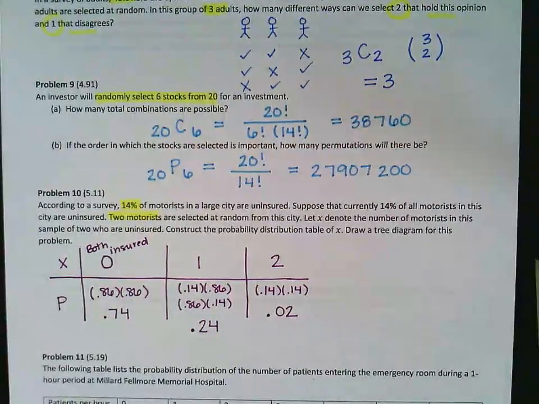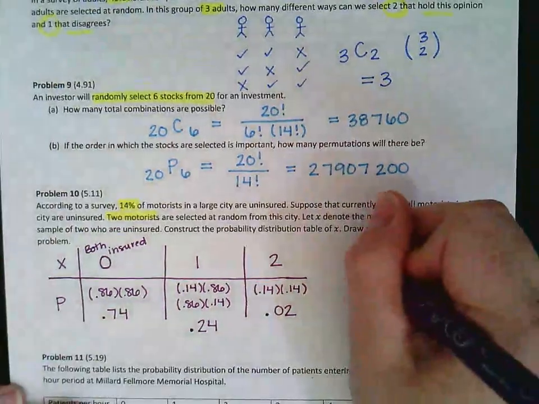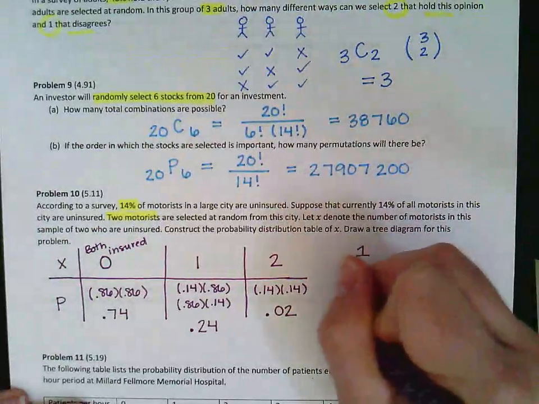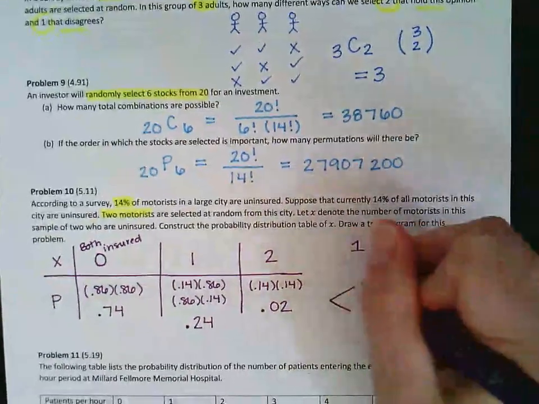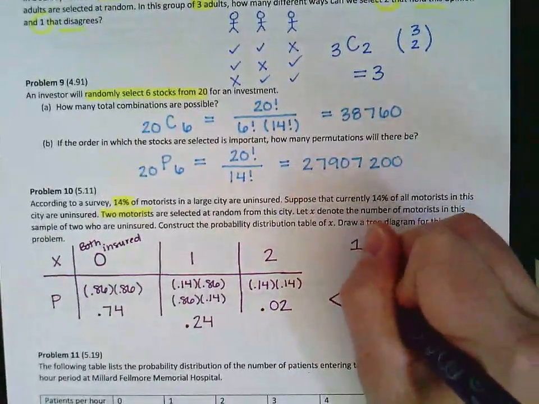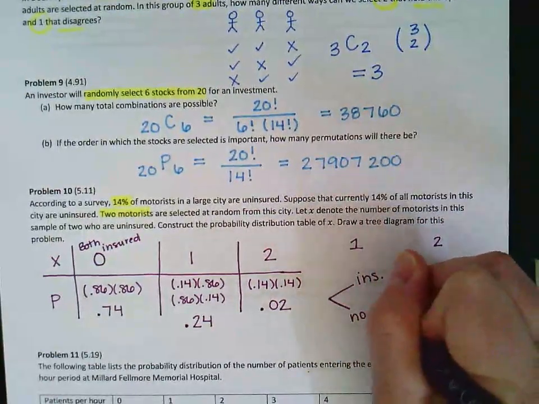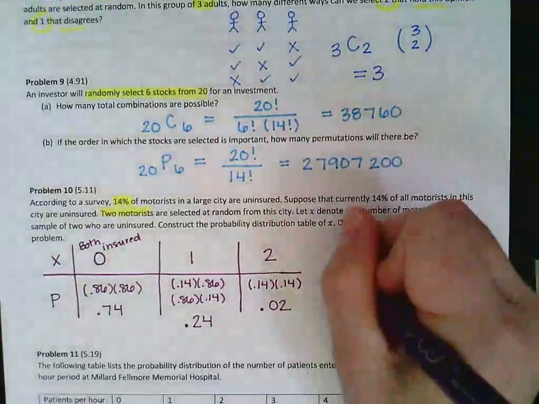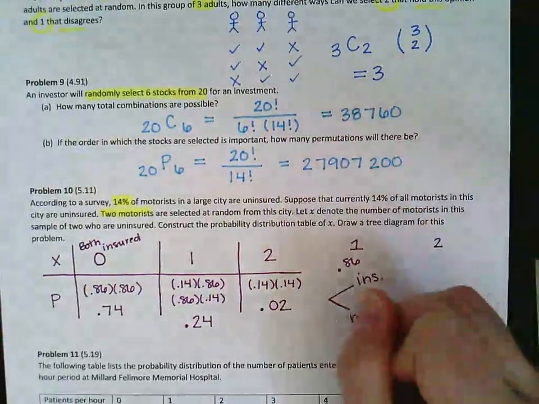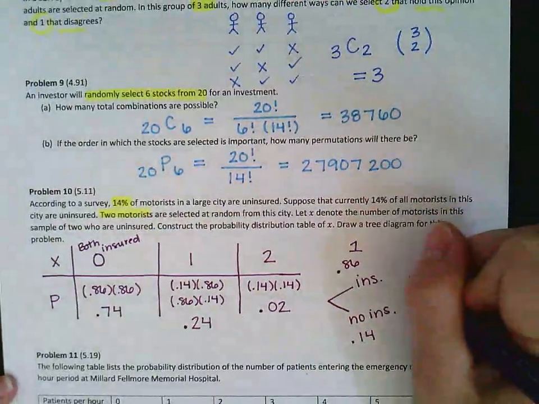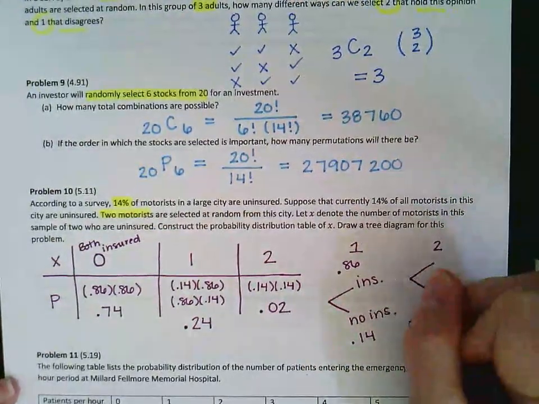Okay, and then it also wants us to do a tree diagram. So this is motorist 1, this is motorist 2, and this is what we would do. So we have insured, no insurance for the first one. So the probability that they're insured, that's going to be 0.86. No insurance is 0.14. And then we have the second motorist with the same number of outcomes.